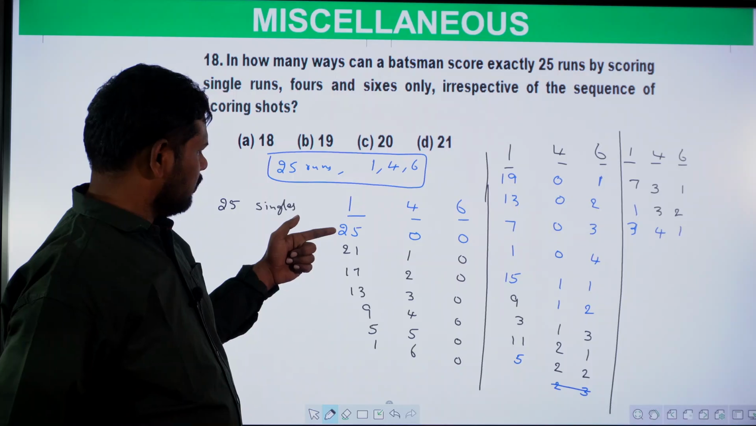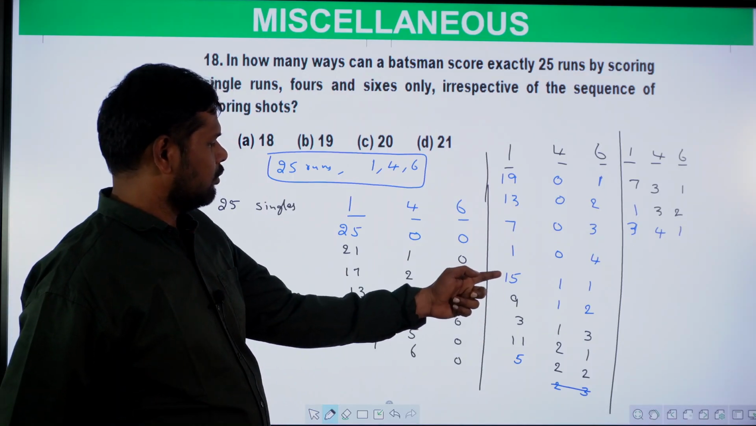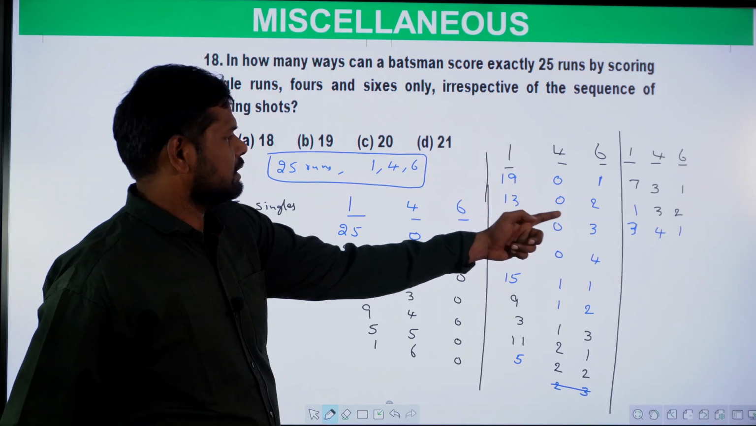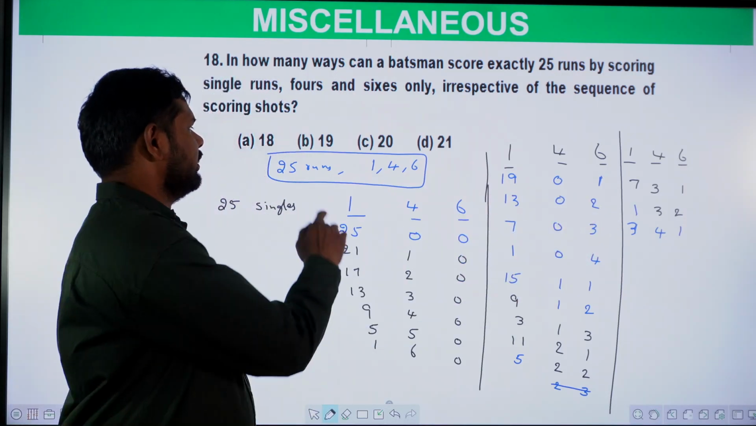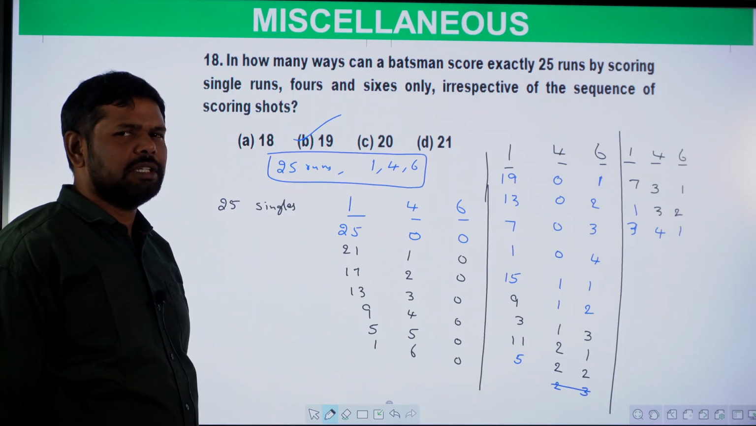How many ways? 1, 2, 3, 4, 5, 6, 7, 8, 9, 10, 11, 12, 13, 14, 15, 16, 17, 18, 19 different ways are there. Some time is taken to analyze, but once you practice, it becomes very easy.